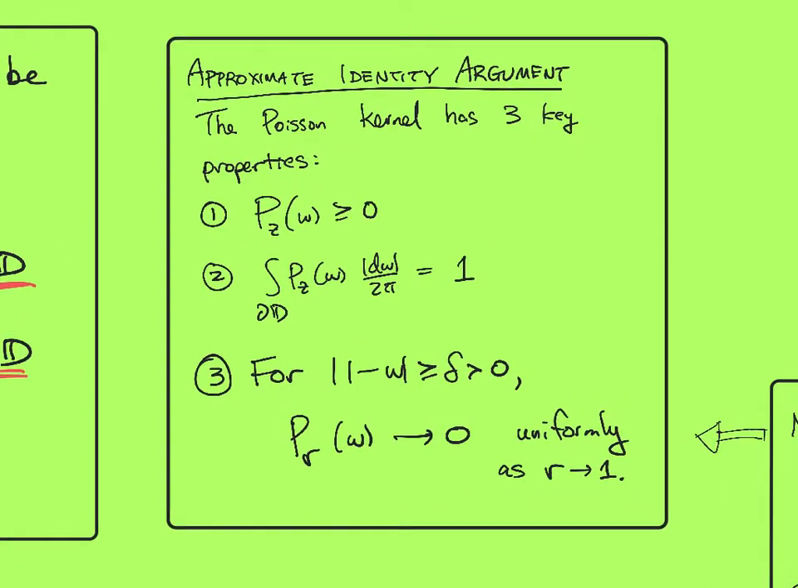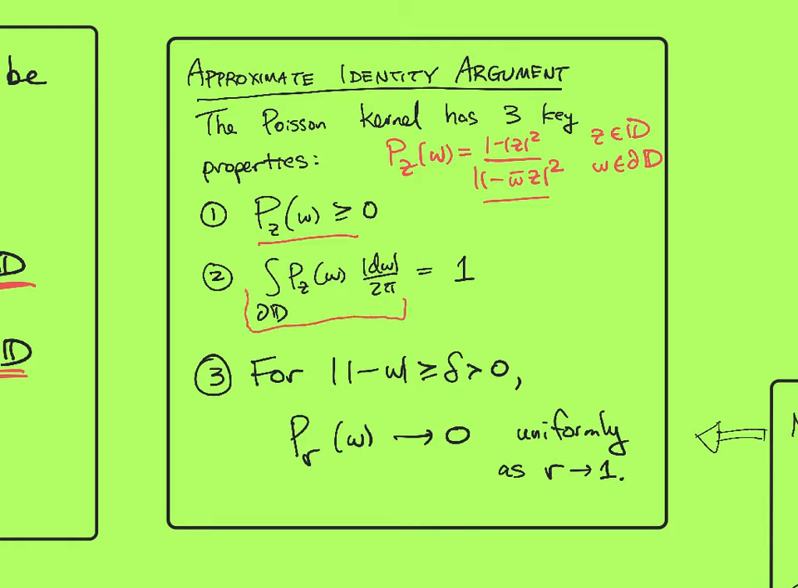So the Poisson kernel, recall, is written like this in complex notation, where we have z in the disk and w on the circle. The Poisson kernel has three key properties. It's non-negative. You can just see that from the formula. Its integral on the unit circle, or its average on the unit circle, is 1. And we saw that last time because it reproduces harmonic functions. So it reproduces the function 1.